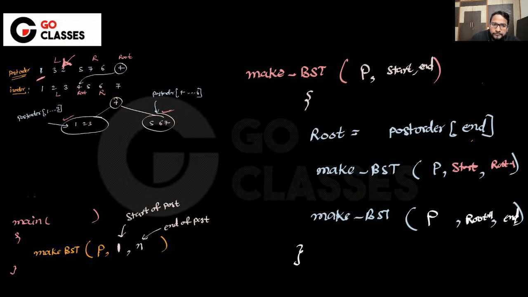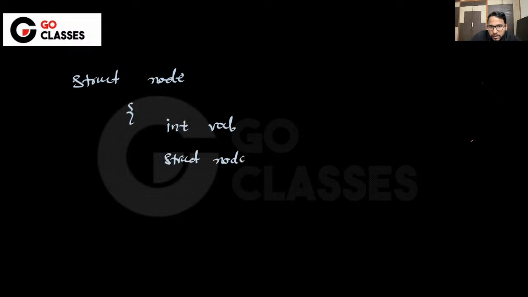Now if you want to write the actual code, let me try doing it. Let's say there is a node, struct node, which definitely has 3 values: int val, struct node star left pointer, and struct node star right pointer, right? So that's how my layout is defined for the struct node.